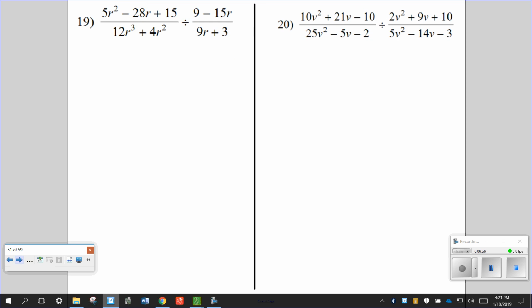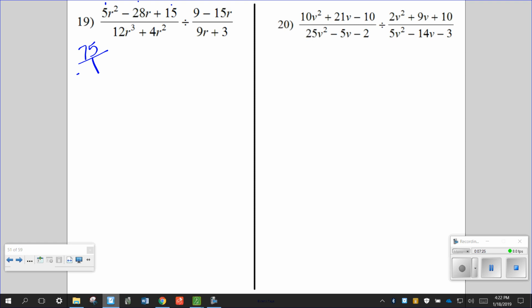Do number 19. See if we can squeeze at least 19 here, if not 20. Okay, factoring the first one here. Any greatest common factors in the numerator? Well, this one will divide by 5, and 15 will divide by 5, but 28 won't. So I'm just going to cut my losses, and I'm going to look for factors of 75 that add up to negative 28. So I'm going to have two negative factors.